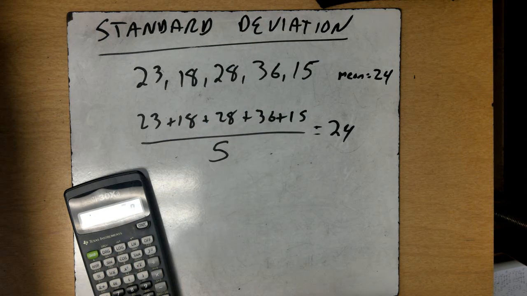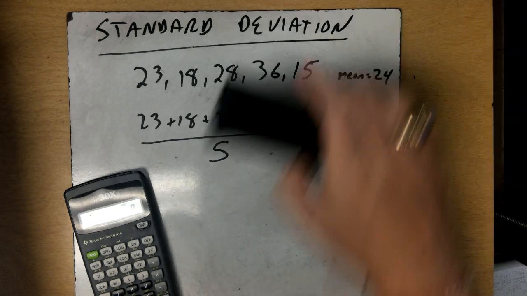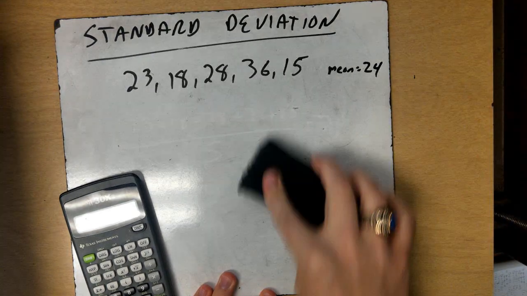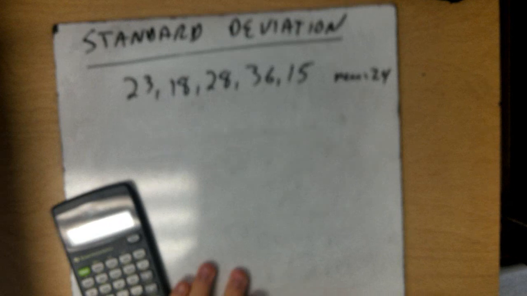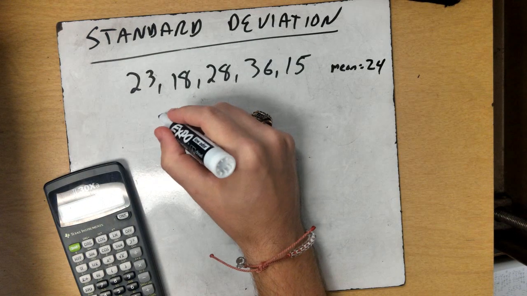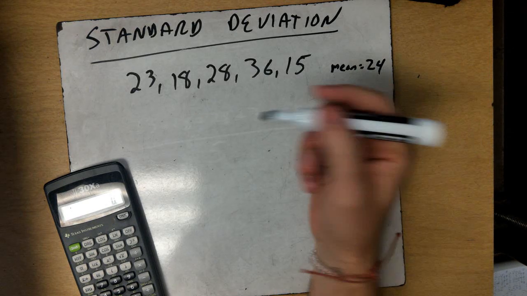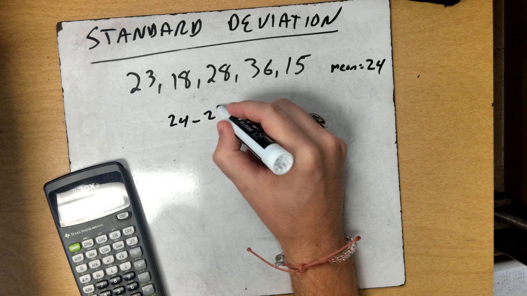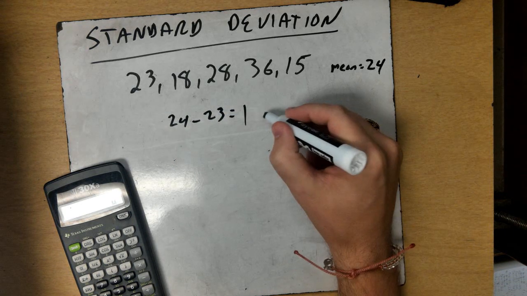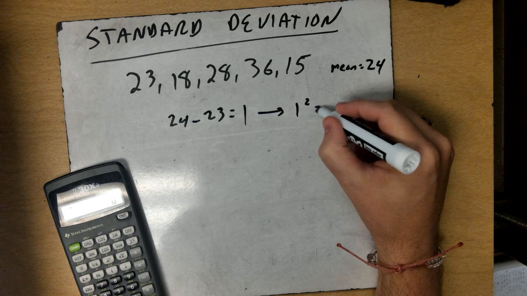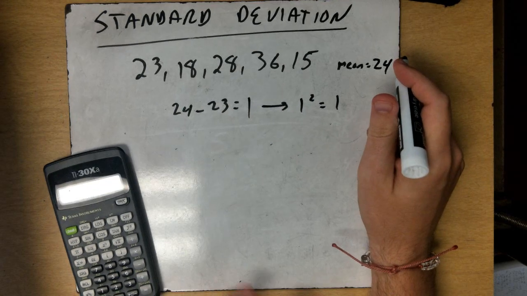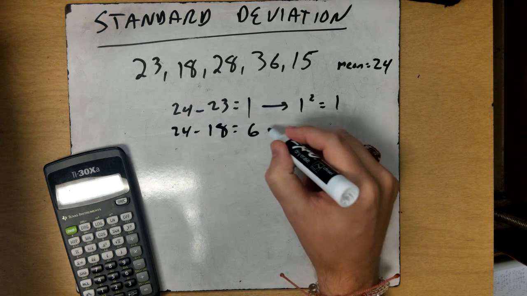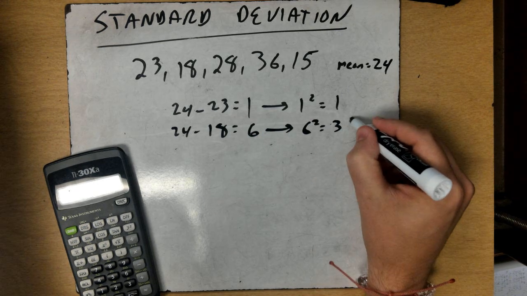Now we're going to take each number of data and subtract it from our mean. You can subtract either way, but I would start off with the mean first, so I know it's the same number each time I start with. So we're going to do 24 minus 23. That equals 1, and 1 squared equals 1. Next, 24 minus our next point, 18. That gives us 6, and 6 squared equals 36.